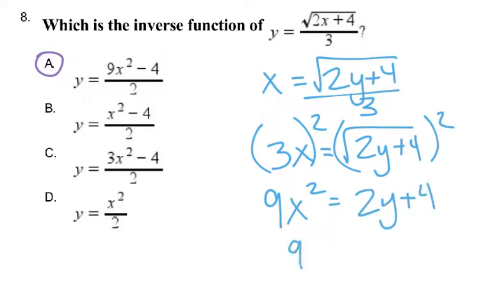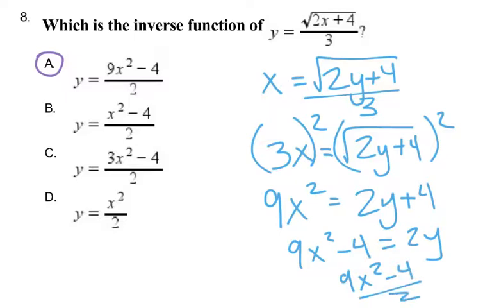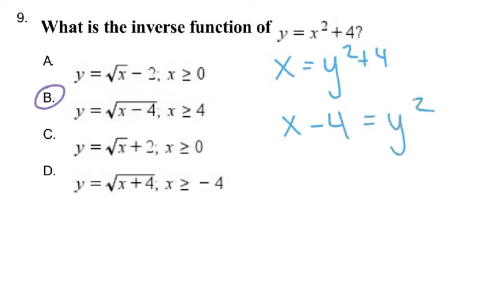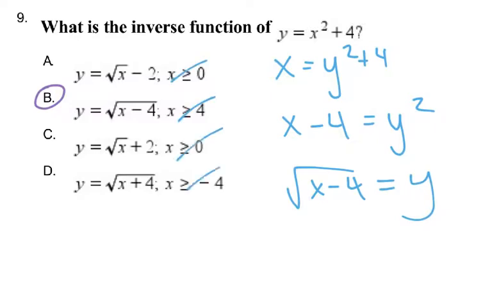Now I'm going to subtract 4. And then the last thing I'm going to do is divide by 2. So 9x squared minus 4 divided by 2. Alright, so I'm going to switch my x and my y. I'm going to subtract 4 from both sides. And then the way I get rid of a square is to take the square root. So that's why it's answer choice B. You don't really have to pay any attention to the domains.